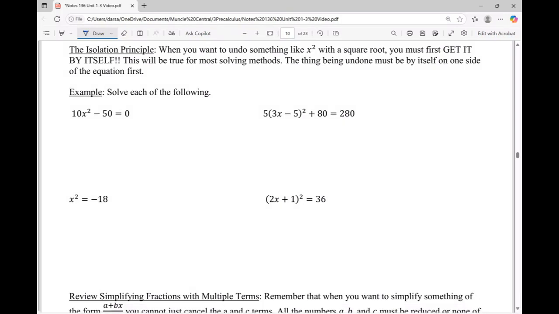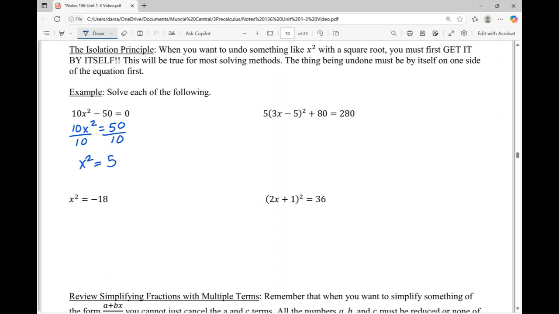So let's practice solving equations using the square root method. Remember, in order to use the square root method, we're going to get whatever the squared thing is by itself. That's the isolation principle. Anytime we want to apply a method, that thing needs to be by itself on one side, equal to everything else. So in our first equation right here, 10x squared minus 50 equals 0, we're going to add 50 to both sides and divide by 10 to get that x squared by itself.